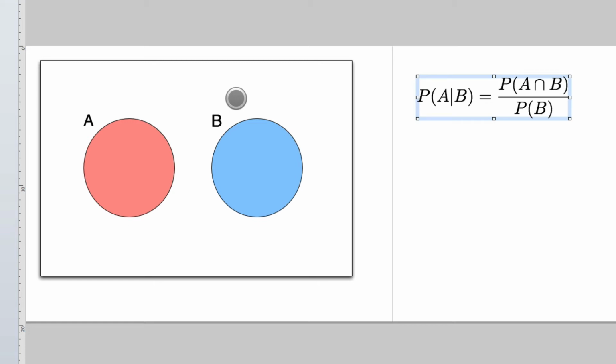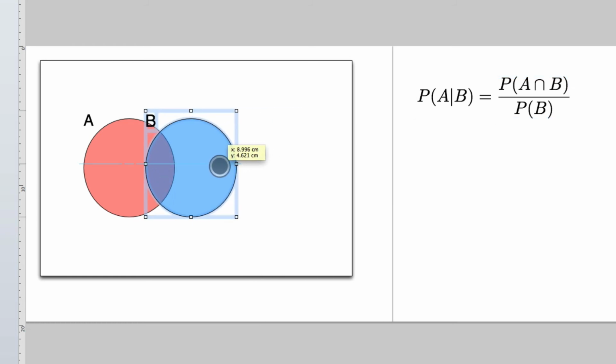What does it mean when they're independent? Well, basically, they're independent if the probability of A given B equals the probability of A. What do you mean by that? Well, if we move these so now they have some overlap, so they're not disjoint, what it has to mean is that the probability of A, so this area here, is equal to the ratio of this area here, the probability of A and B, over the probability of B.